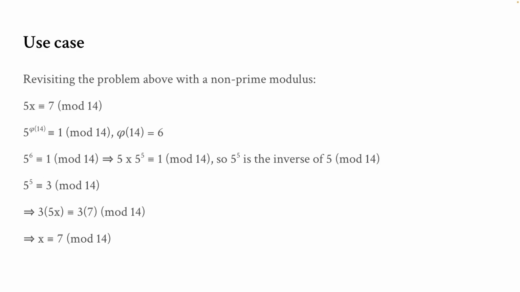We have 5 to the 6 is congruent to 1 mod 14, which implies that 5 to the 5 is the inverse of 5 mod 14. And then we can find 5 to the 5 is congruent to 3 mod 14, and then multiply through to get x is congruent to 7 mod 14. And there we have our solution.